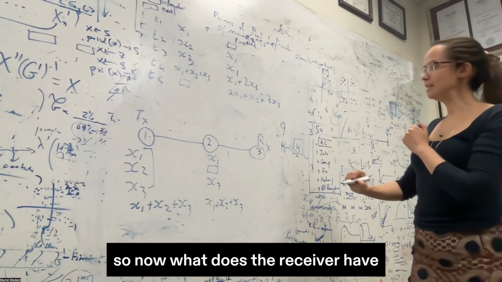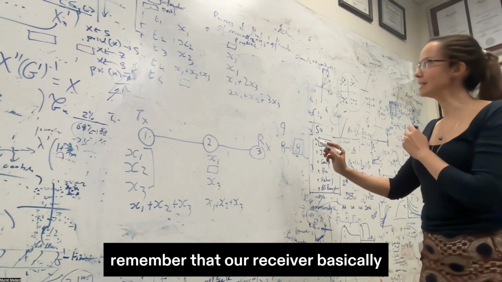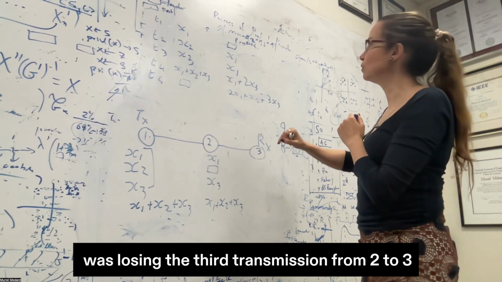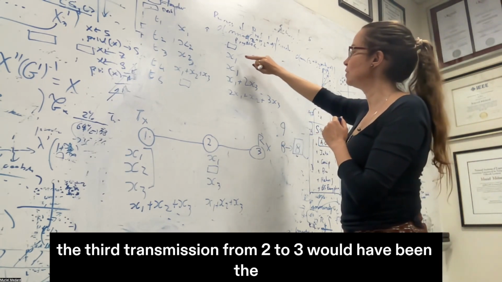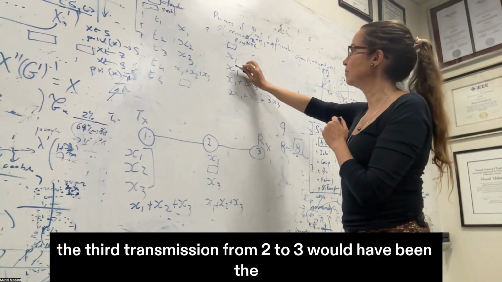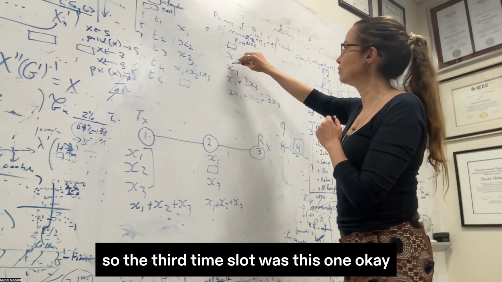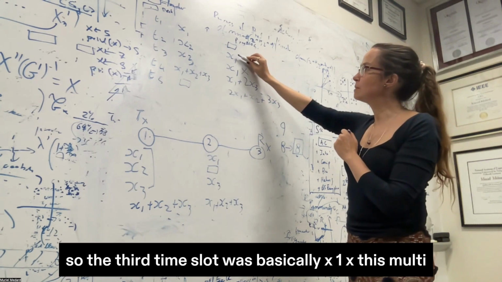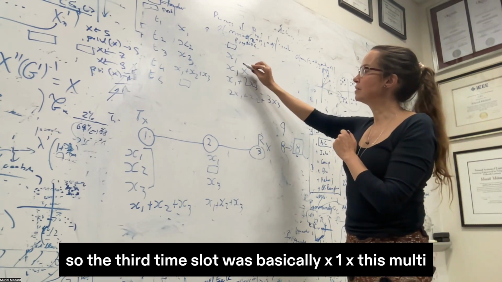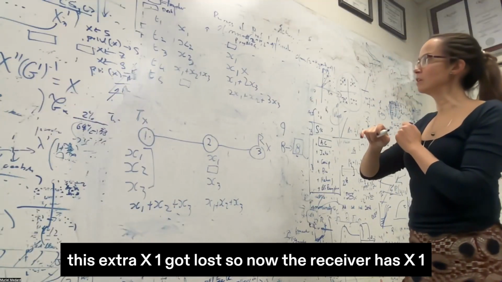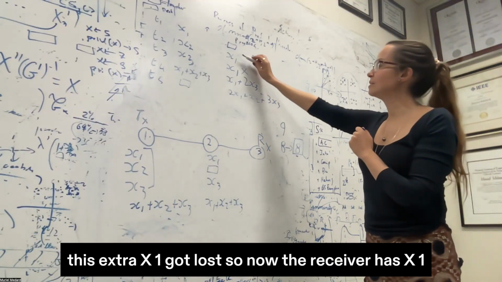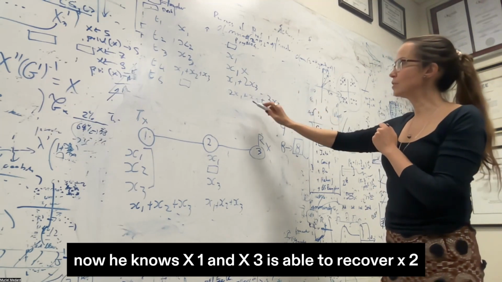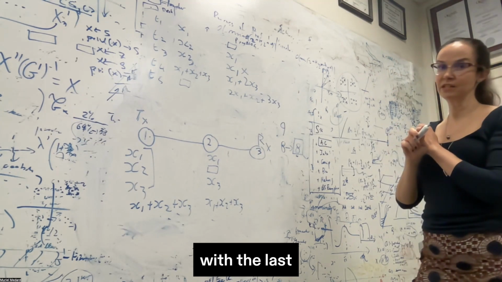So now, what does the receiver have? Remember that our receiver basically was losing the third transmission from 2 to 3. So in this case, the third transmission from 2 to 3 would have been the third time slot. So the third time slot was this one. Okay, so not the third transmission, but the third time slot. So the third time slot was basically x1, this extra x1 got lost. So now the receiver has x1 plus 2x3, it's able to recover x3. Now it knows x1 and x3, it is able to recover x2 with the last equation.